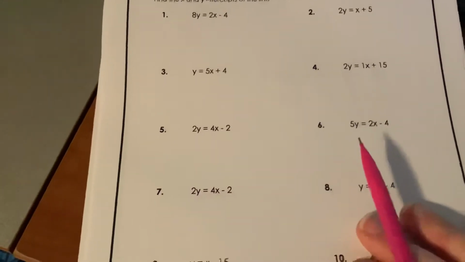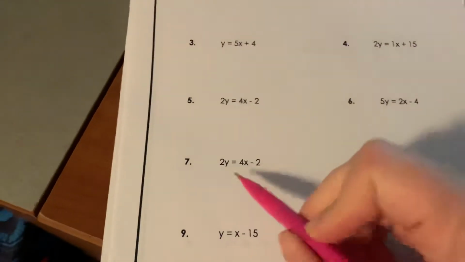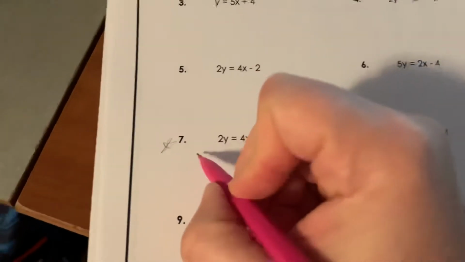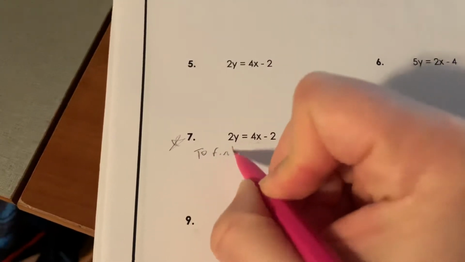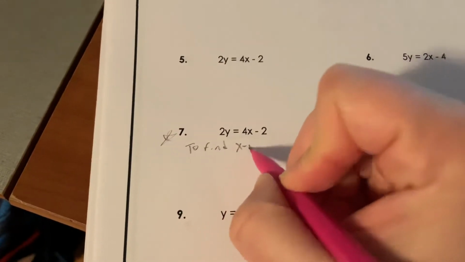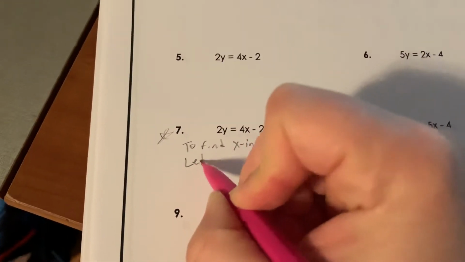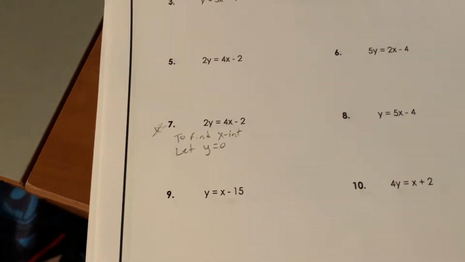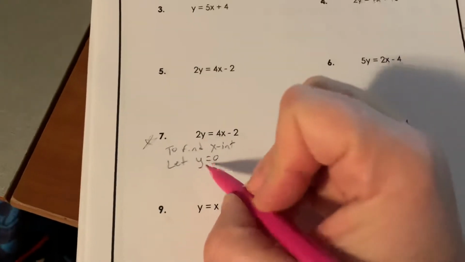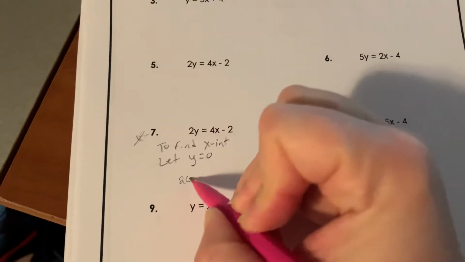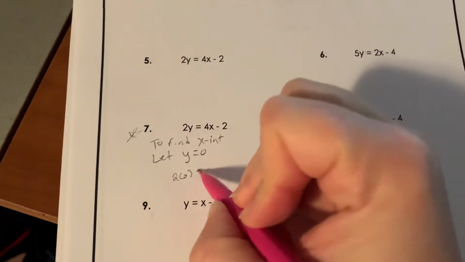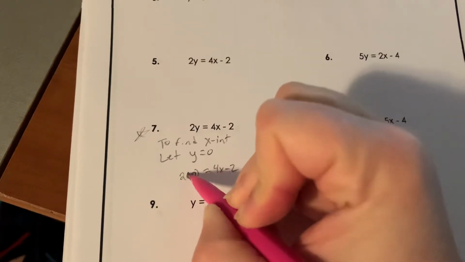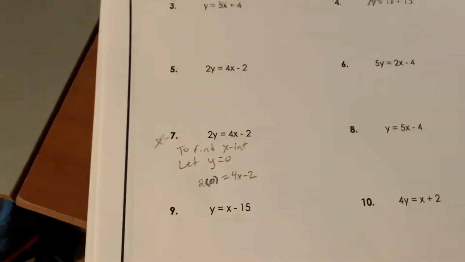So if you have the worksheet, you've got two options. Let's look at number 7. To find the x-intercept, you're going to let y equal 0. So pretty much whatever you're trying to find, the other letter will be 0. So in this case, you've got 2 times 0 equals 4x minus 2. Again, I just put a 0 in where the y was.